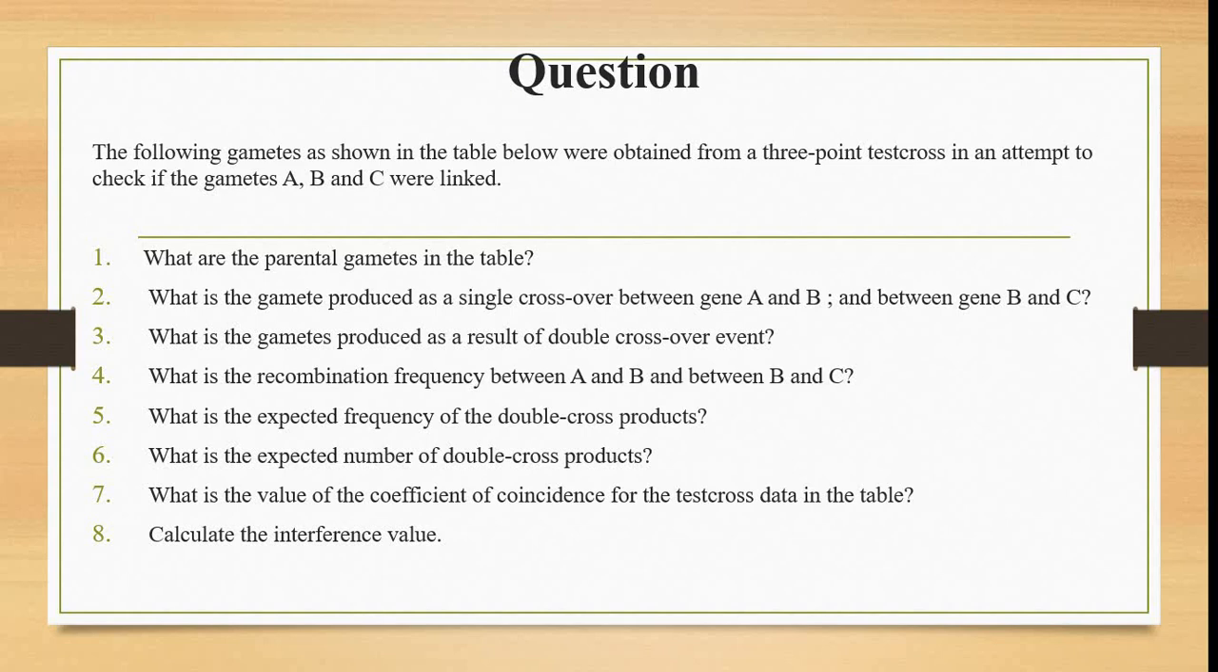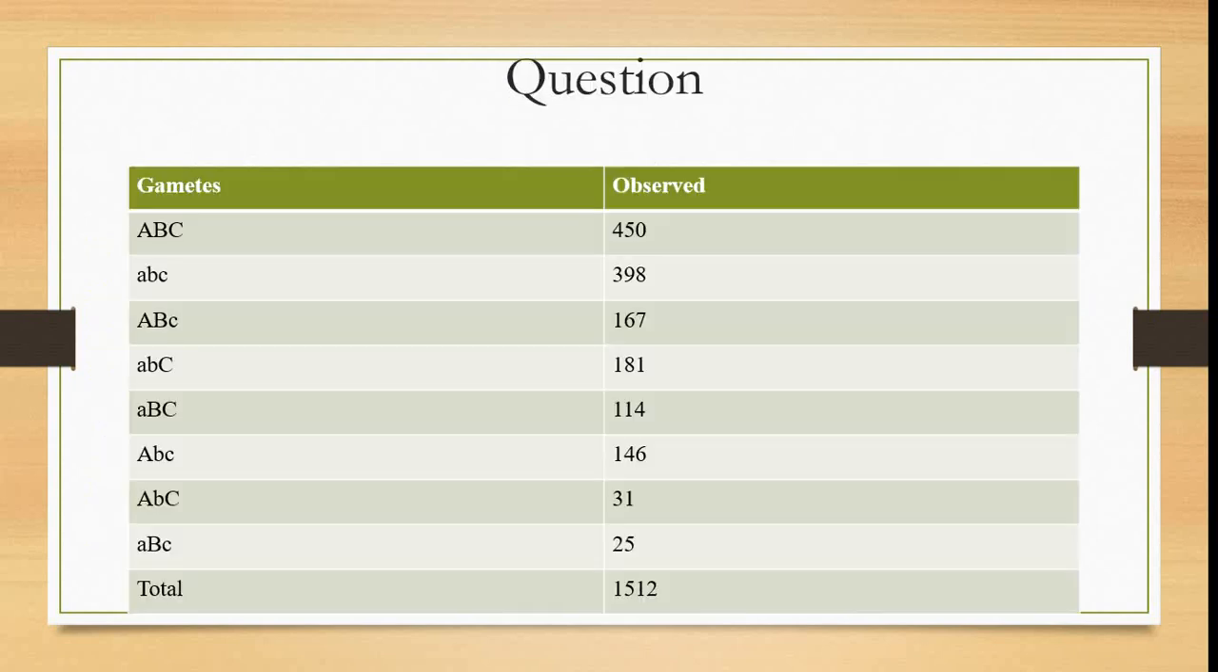The first question is: what are the parental gametes in the table? What are the gametes produced as a result of a single crossover between gene A and B, and then between gene B and C? And what are the gametes produced as a result of double crossover events? What is the recombination frequency between A and B and between B and C? What is the expected frequency of the double crossover products? What is the expected number of double crossover products? What is the value of the coefficient of coincidence for the test cross data in the table? And what is the interference value? Those are our questions, and then this is our table.